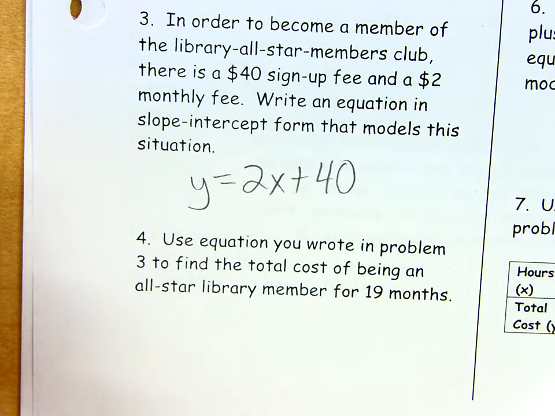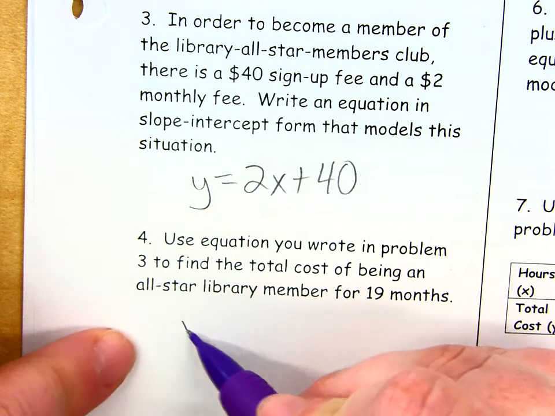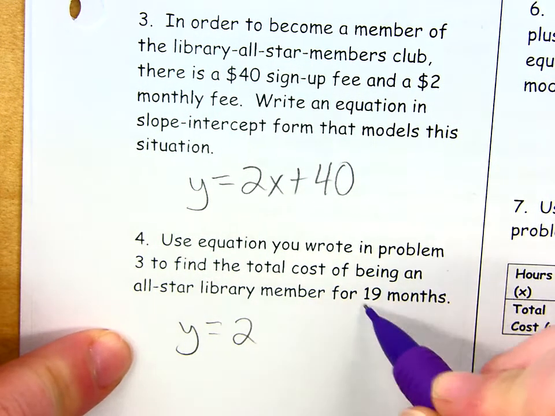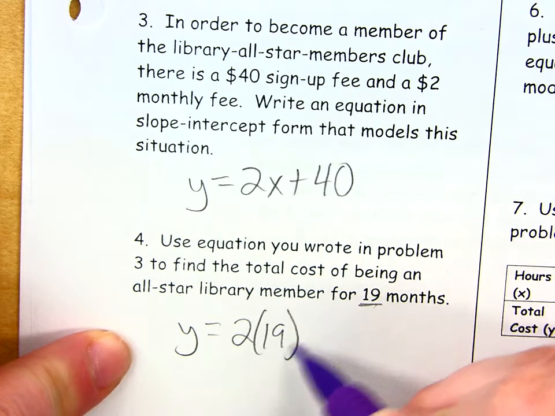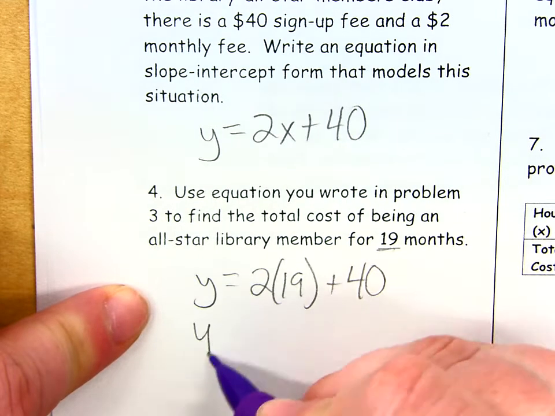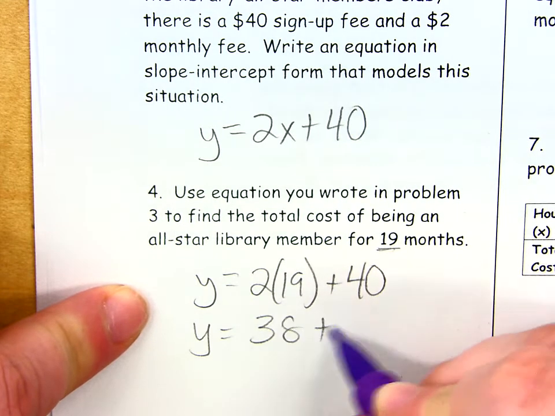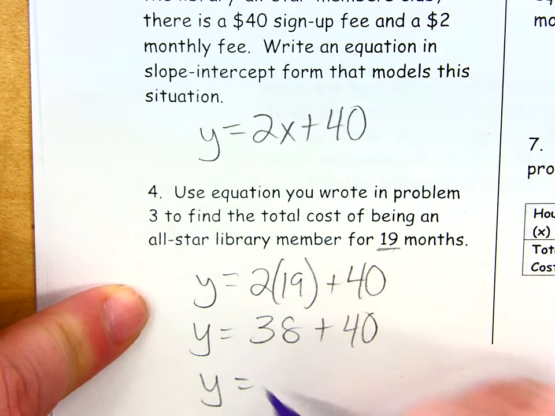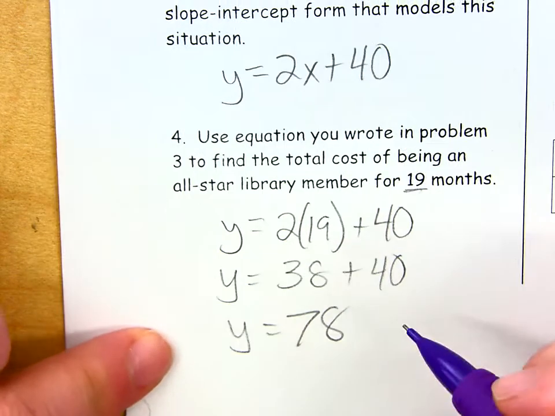Anybody got a final answer? Olivia? I agree with you. Because remember what you're doing. You're going to replace the x with 19. So now all I have to do is that math. So 2 times 19 is 38 plus 40. So y, being the total cost, would be $78.